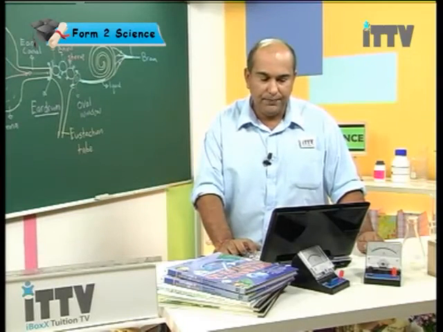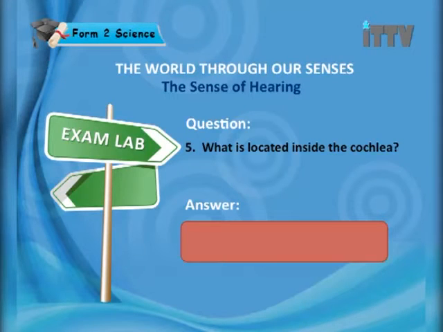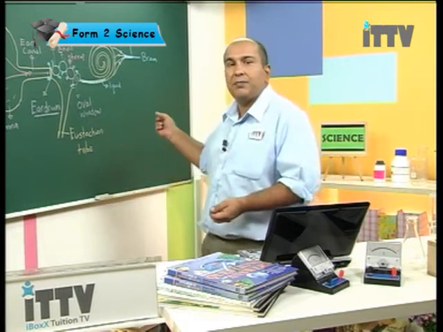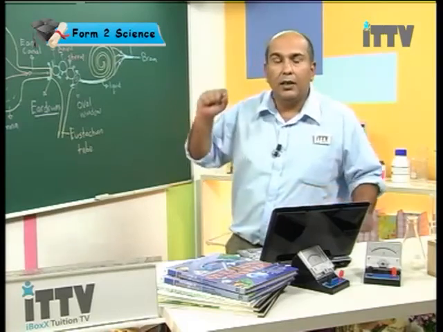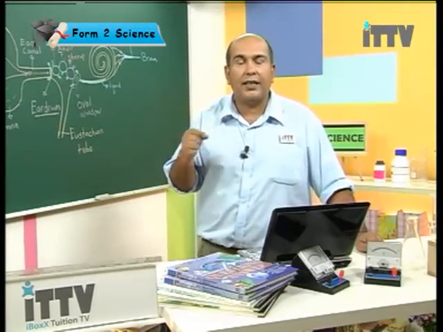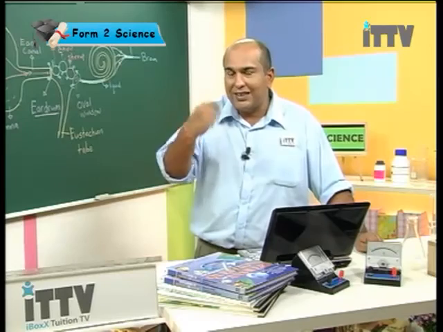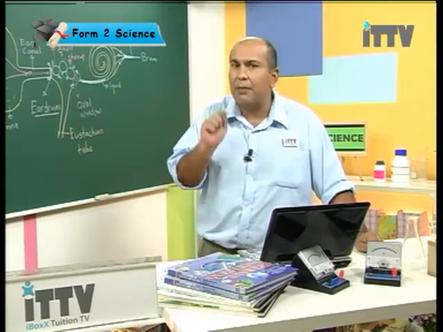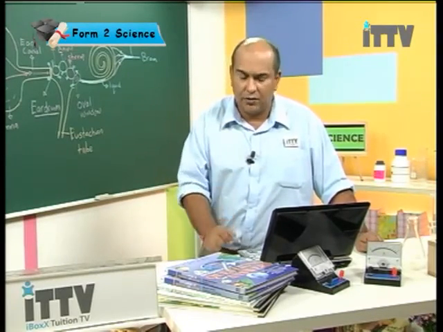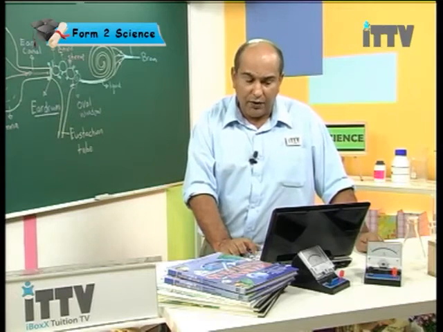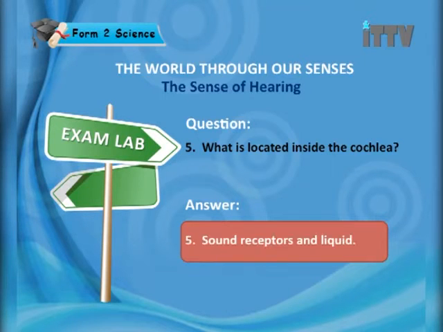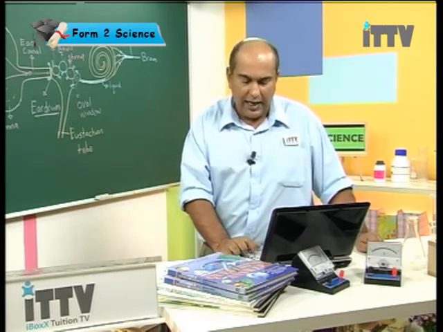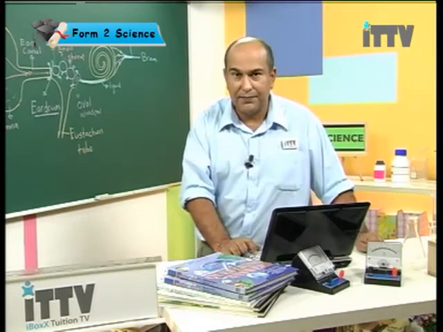One more question. What is located inside the cochlea? Now remember, the cochlea is the last part, that spiral part. What happens was the liquid inside there starts to vibrate and it causes something to happen. It's that something that we're looking for because it's inside the cochlea. Let's have a look at the answer. Sound receptors and liquid. So remember, the cochlea contains liquid and sound receptors.